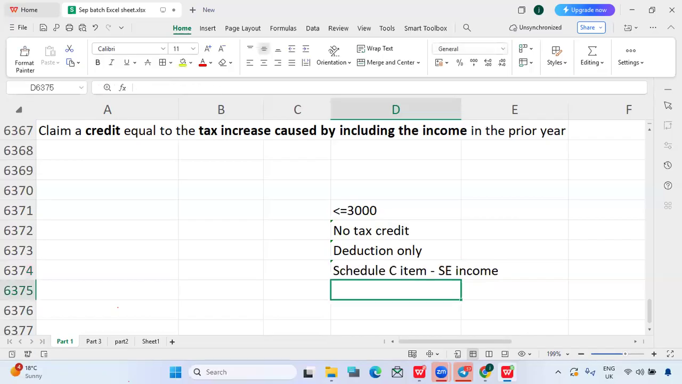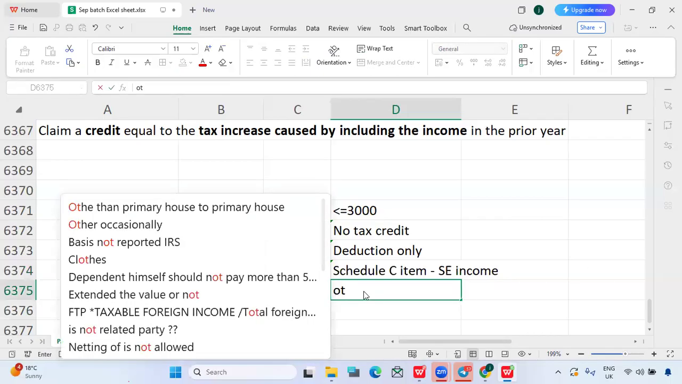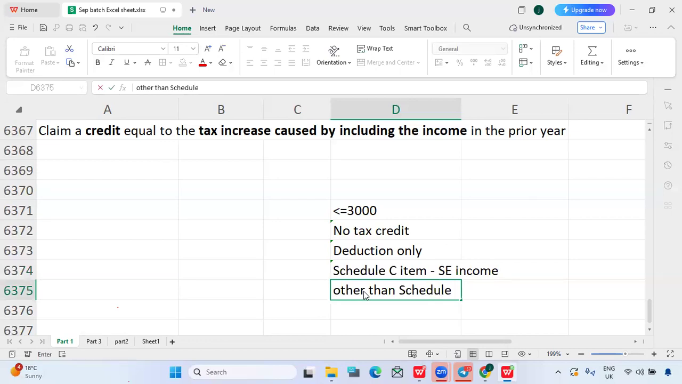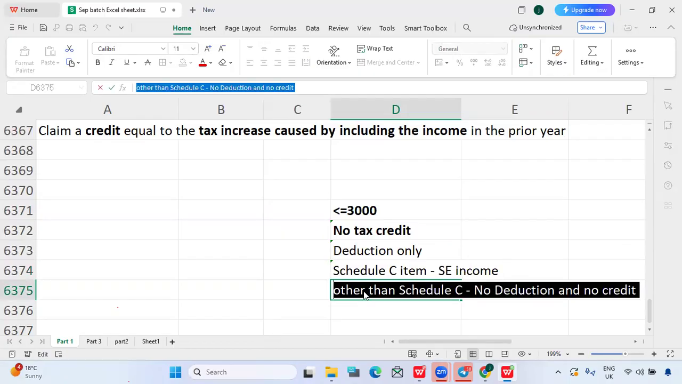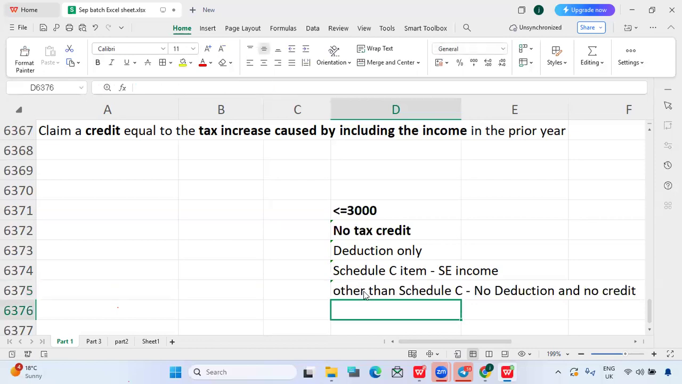And if it is other than Schedule C, then no tax benefit, no deduction, no credit. That means no deduction and no credit. So first thing, less than or equal to $3,000, what do we have to see? Obviously, we will not get any credit. That is for sure. And only a deduction, that too only for a Schedule C item. Other than a Schedule C item, can we get any deduction? No deduction, no credit. So that means we have to lose our money.